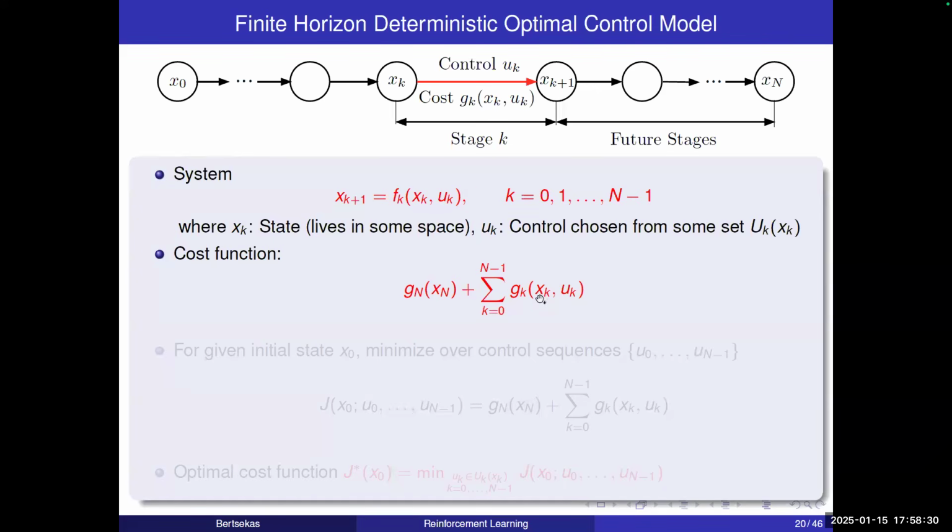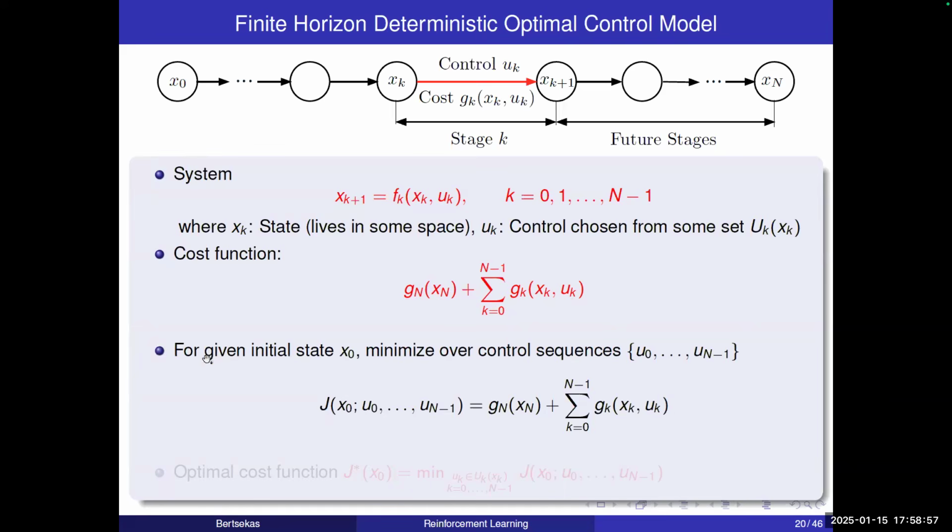And so for each xk and uk, we have a function gk, which measures the desirability of applying uk at state xk. Note that the difference here is for the final stage, the function gn only takes as input xn, so there's no control involved because at this point, the process has terminated. Therefore, for a given initial state and a sequence of control, we can define a function of the initial state and the sequence of control, the corresponding cost function.